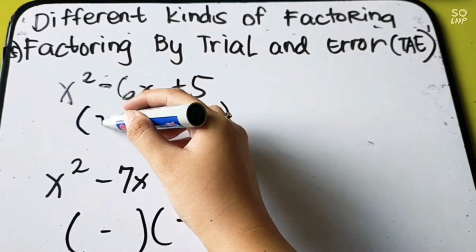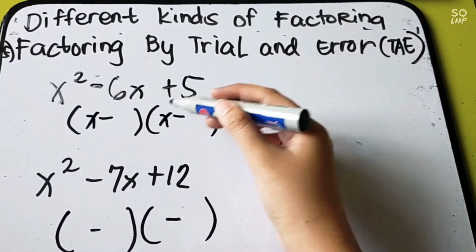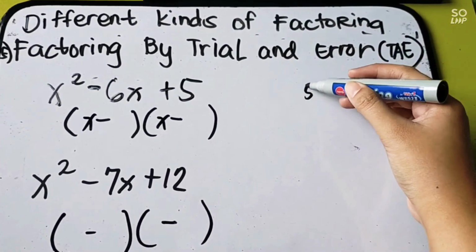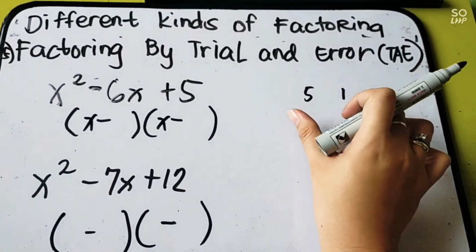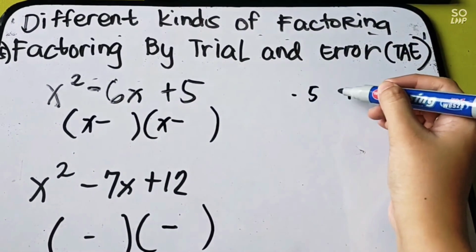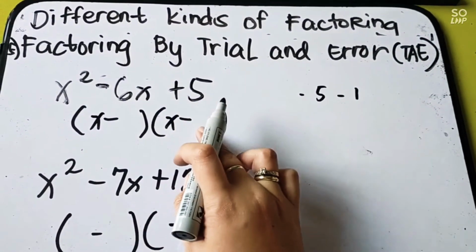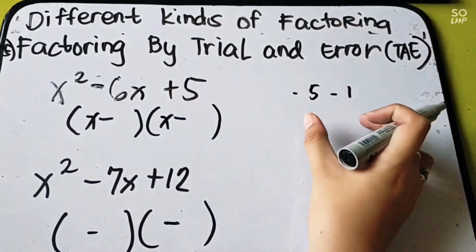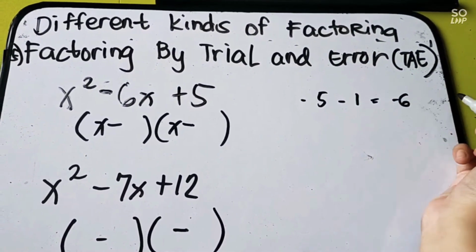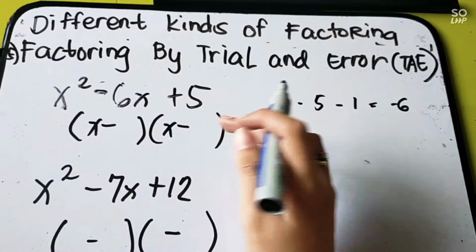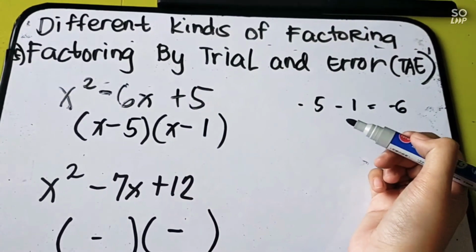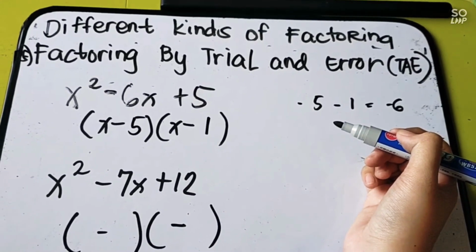Factors of x squared, we have x and x. Now, what are the factors of 5? The factors of 5 are 5 and 1 only. If you add 5 plus 1, the answer is 6. Since they are both negative, it is negative and negative, because the 6 is negative. When you add negative 5 minus 1, the answer is negative 6. Is it clear? So, we have negative 5 and negative 1. So, that's the factor. Is it clear?